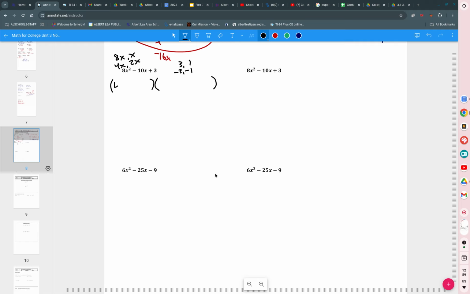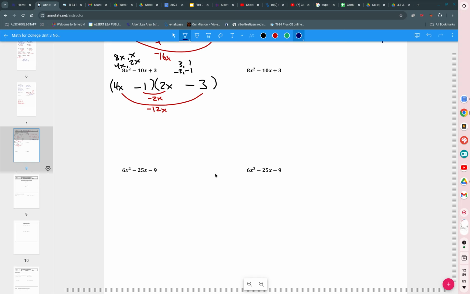I'm going to try the 4x and the 2x. I'm going to start with a -1 and a -3. -2x, -12x. Does that give me the -10x? No.